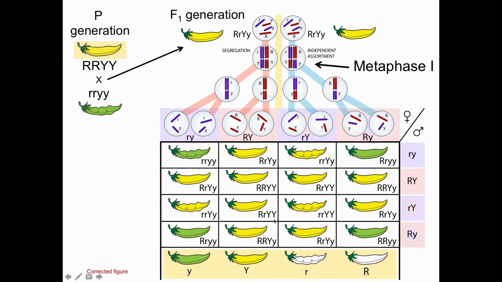And there's 16 total. So essentially 9 out of the 16 are round and yellow. 3 out of the 16 are round and green. 3 out of the 16 are wrinkled and yellow.